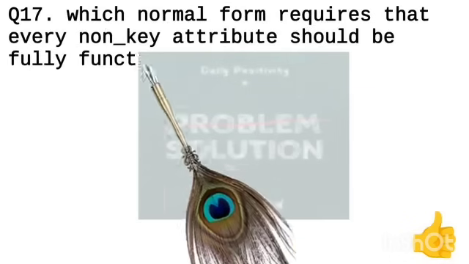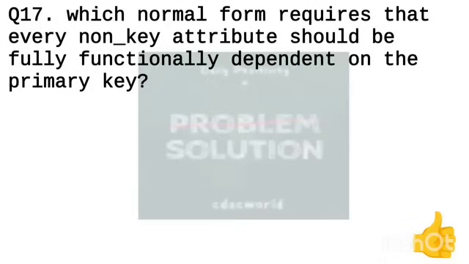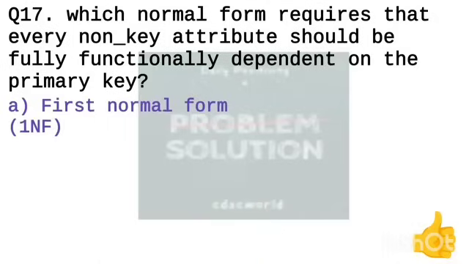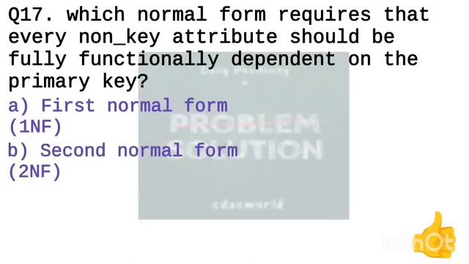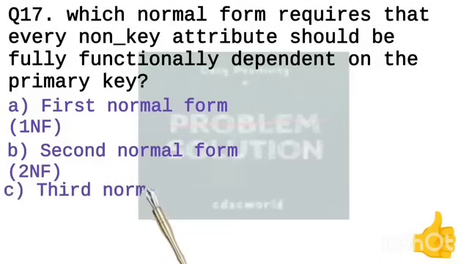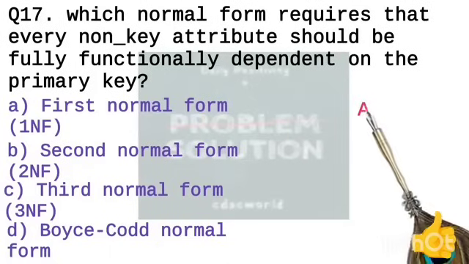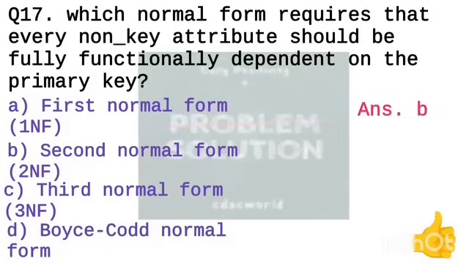Query number 17. Which normal form requires that every non-key attribute should be fully functionally dependent on the primary key? Option A, first normal form. Option B, second normal form. Option C, third normal form. And option D, Boyce-Codd normal form. And the answer is B, second normal form.